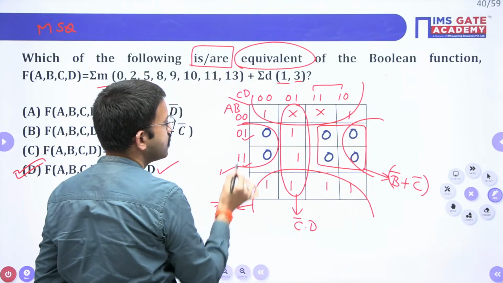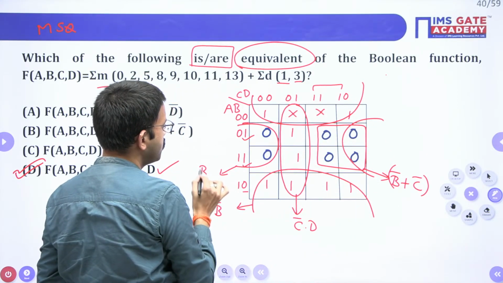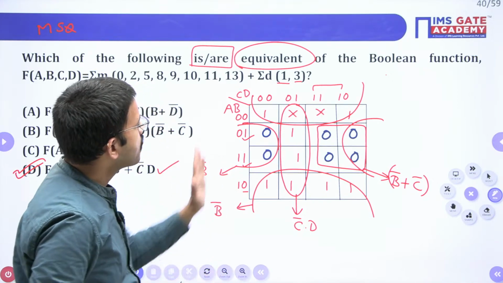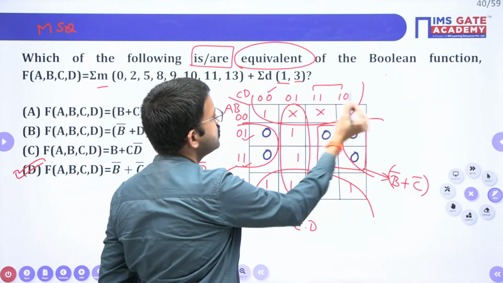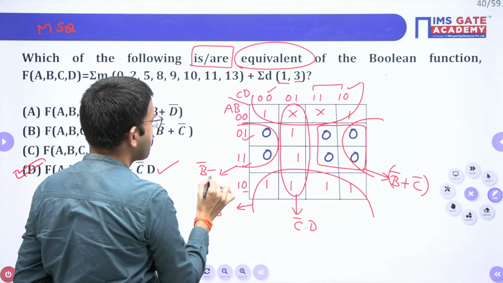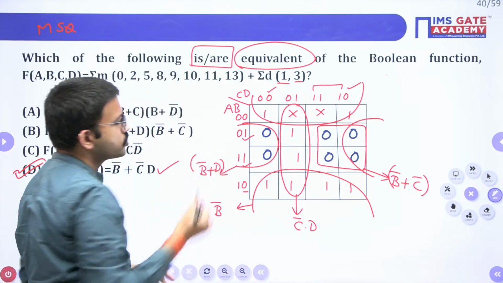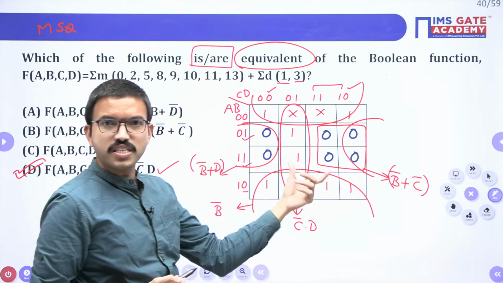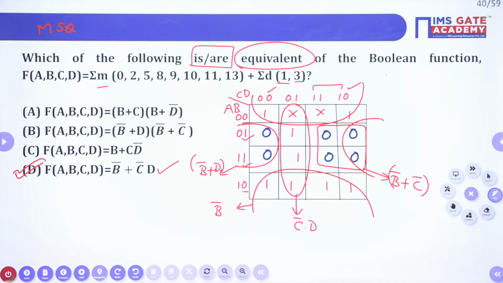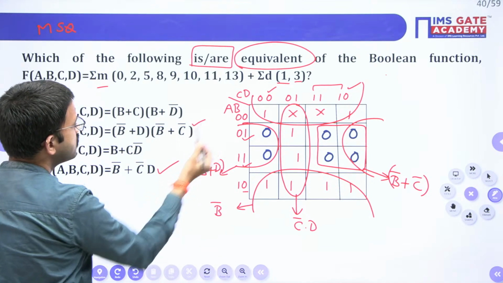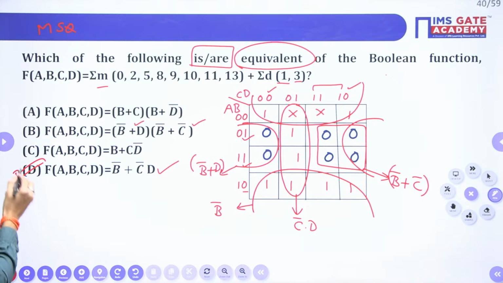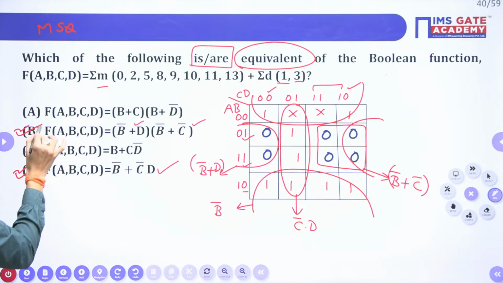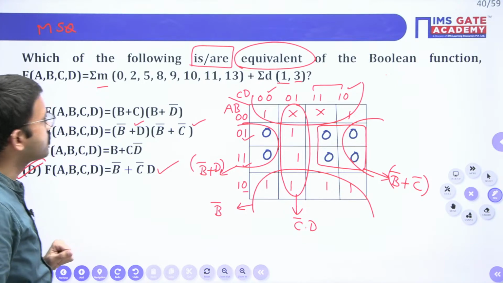Then in that case, once again you are getting B value 1. So row wise B bar you will get. Column wise D value is 0. That means D. Okay. So both the groupings are compulsory. So you have to multiply. So B bar plus C bar, B bar plus D. That means option B is correct. So we got option B, option D, both are correct for this question.